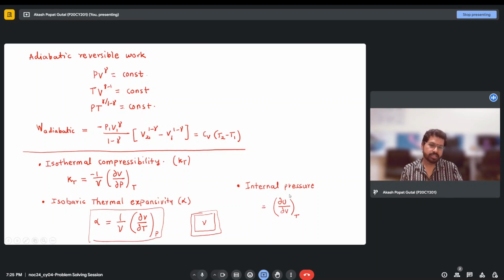And internal pressure, you must remember this: del U by del V at constant temperature is the internal pressure. So please understand why we call this internal pressure. In thermodynamics you can understand this from the units also. Just see, it has the unit of pressure. Because it has the unit of pressure, and it is related to internal energy, we termed it internal pressure.